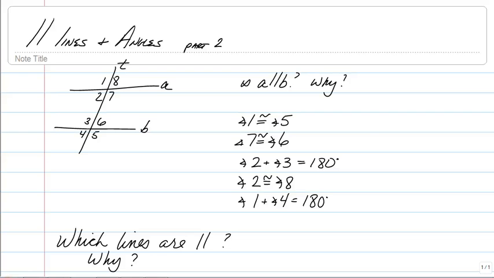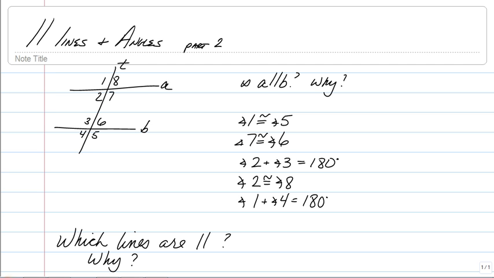Parallel lines and angles part 2. So similar to the last video, we are going to now work a little bit backwards. Instead of me telling you that two lines are parallel and you have a transversal, now I'm going to give you some information and you're going to tell me if the two lines are parallel.